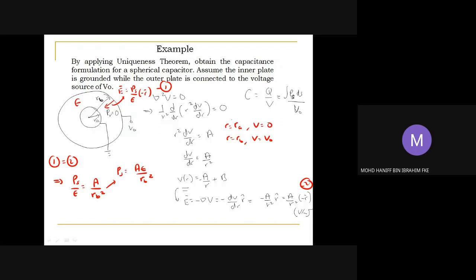Okay, so let's say we use the first boundary condition, at R equals to RA, V equals to 0. So from this equation here, we're going to have 0 equals to negative A over RA plus B.